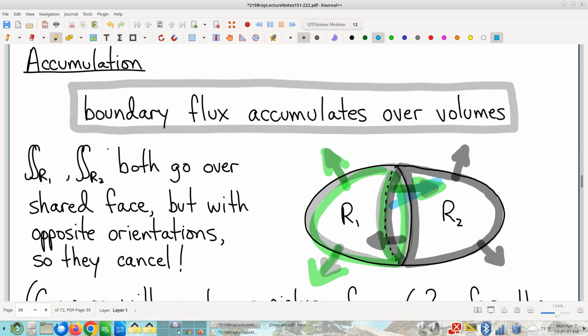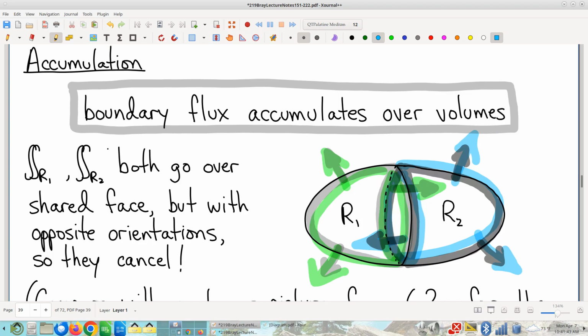Looking at the same on the right, if I look at this right volume, again emphasizing volume, and I look at the boundary surface and the flux through that boundary surface, well, there's the right half of the eggshell, if you will, outward, loosely speaking. And then again, there is the cut face. Same cut face. But this time, away from the volume, away from R2, is going the other direction.